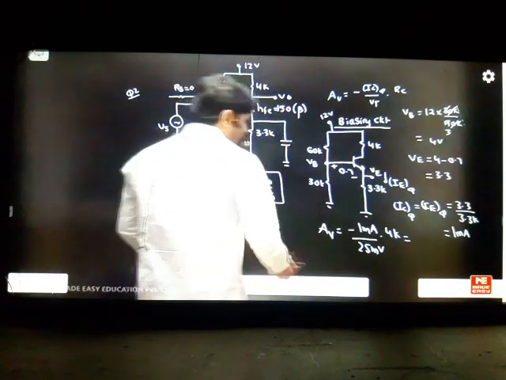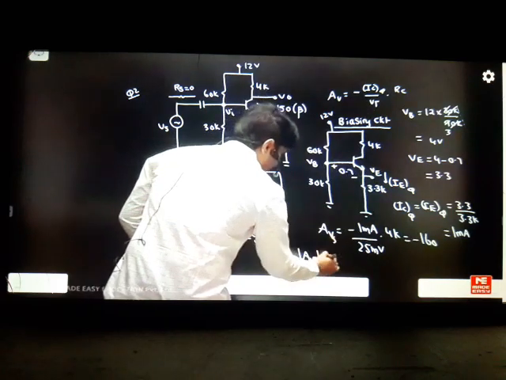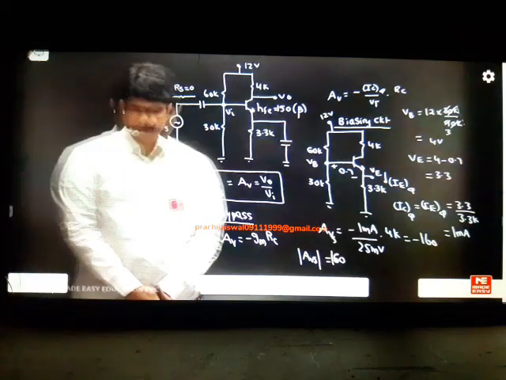And if he said modulus, okay. The first answer will come negative, maybe minus 160 will come. If you want modulus, then the answer will be 160. So 160 will be the answer for it.